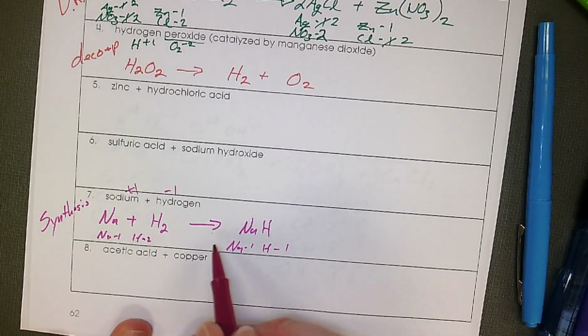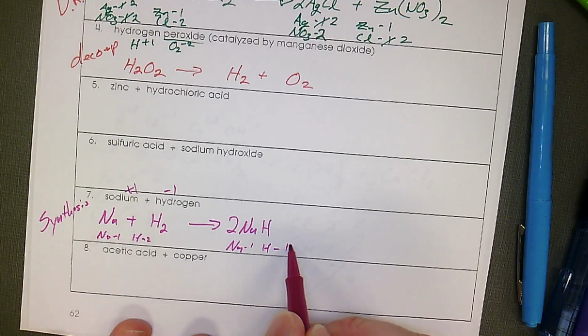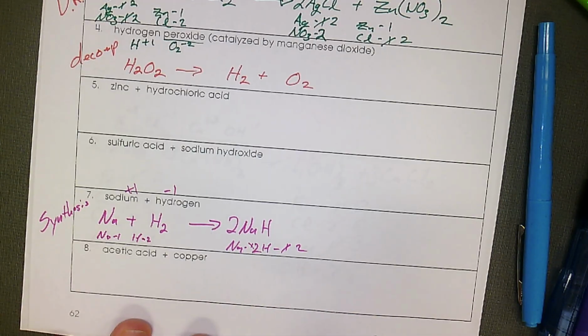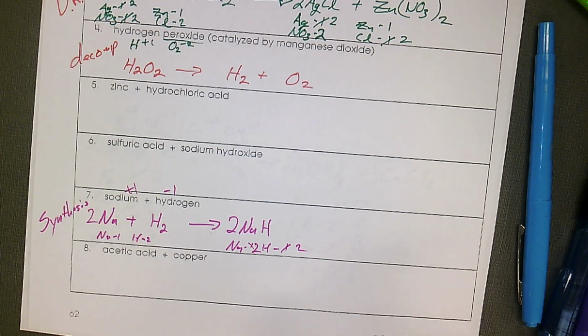I need more H's, so what do I have to do over here? Put a 2 on NaH. That's going to change my H2, but it also changes my Na. So what else do I have to do? Put a 2 on the Na. All right? Are you with me? Okay.